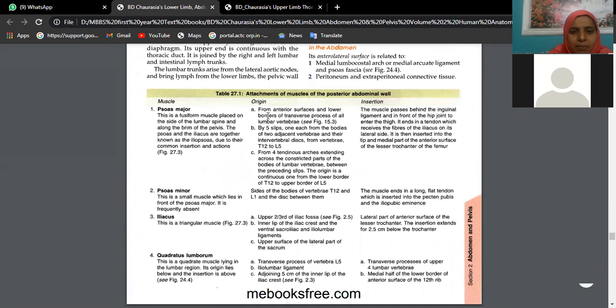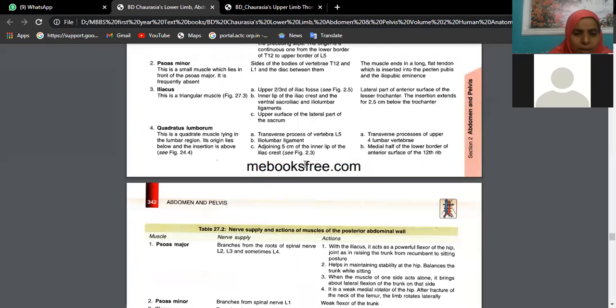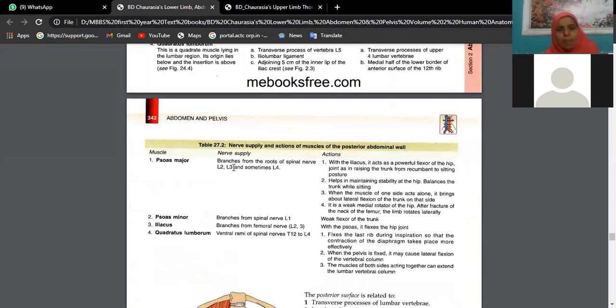This is a fusiform muscle which is coming from the anterior borders of the transverse processes of all lumbar vertebrae, and intervertebral discs. Then tendinous arches extending across the constricted parts of the bodies of lumbar vertebrae. Finally, it joins the iliacus tendon, and both of them get inserted into the lesser trochanter of the femur. Okay, nerve supply: it is supplied by L2, L3, and sometimes L4.